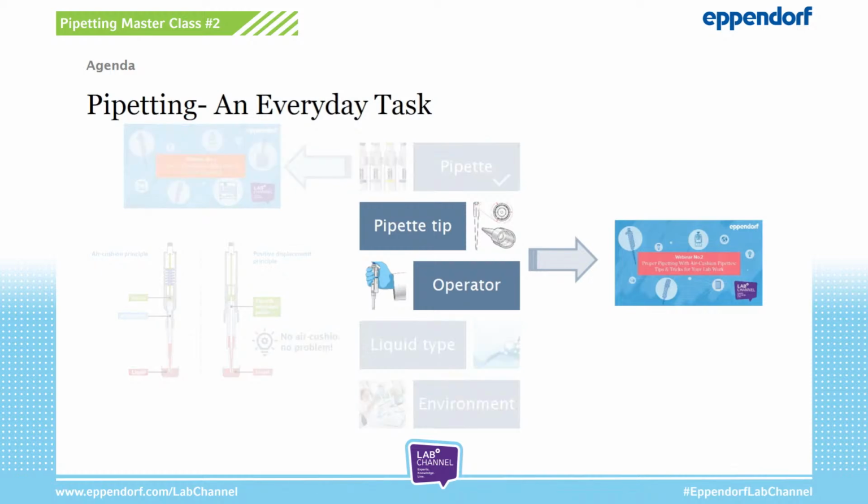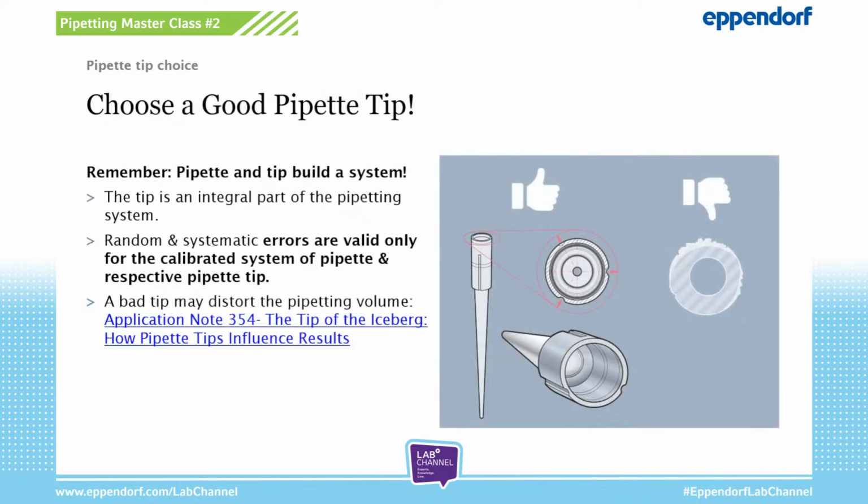So now we know what we should pay particular attention to when pipetting with an air cushion pipette. Now let's take a closer look at what to look for when choosing a pipette tip. Those of you who have already attended our last webinar may remember this slide. Here I briefly explained how important it is to choose a good pipette tip because pipette and tip are to be considered as a system.